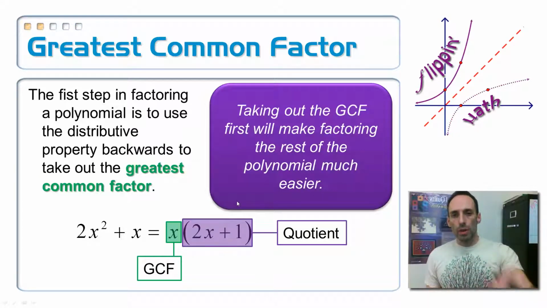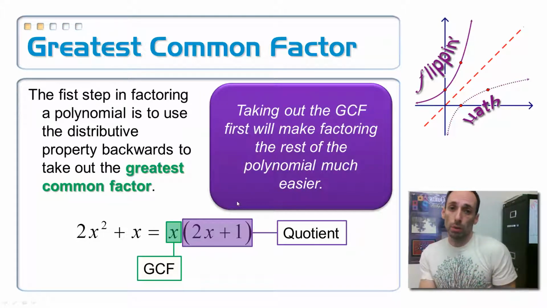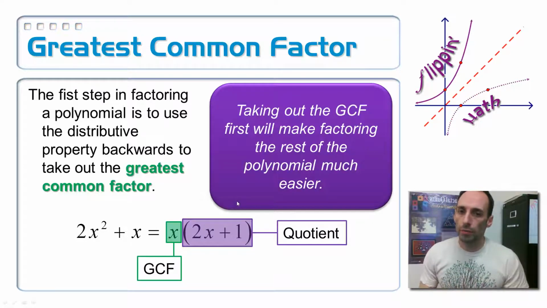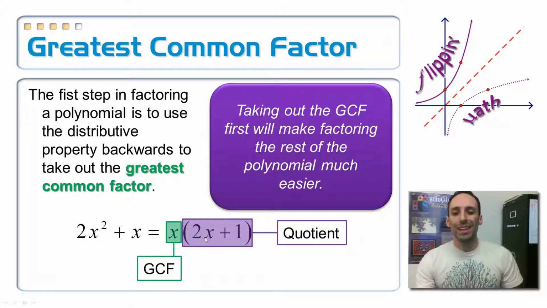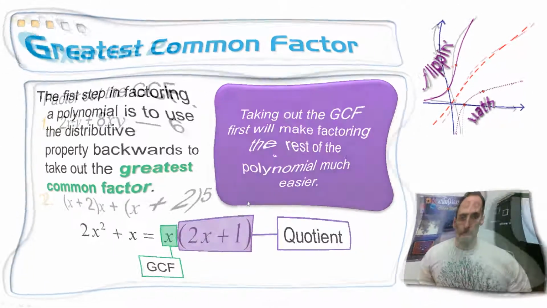Taking out the greatest common factor, it's always the first step because it leaves the quotient as being something that's simpler for you to factor. Sometimes after you factor the GCF out, that's all you have to do. You don't have to do anything else. But of course, you always want to check back, is that 2x plus 1, is that quotient there, is it prime? Because if it's prime, you're done. If it's not, you have to keep factoring. Okay? So taking out the GCF is always the first step.